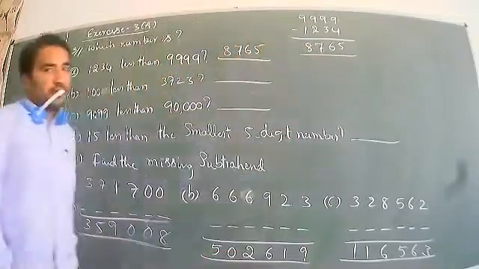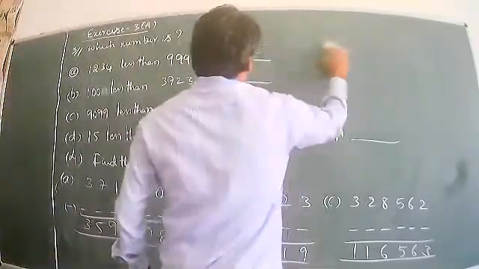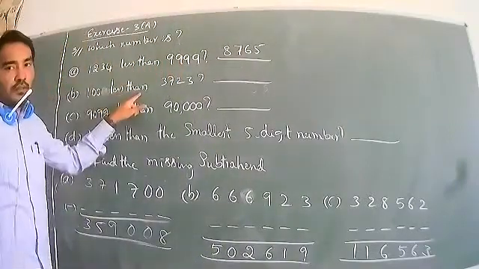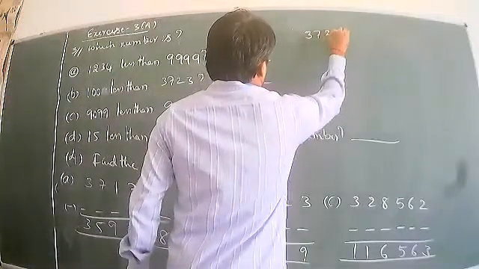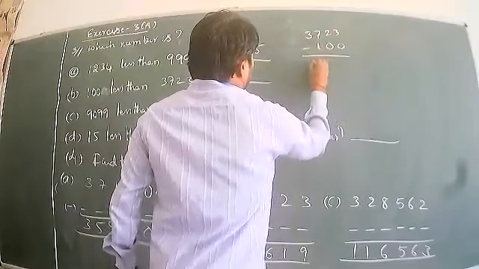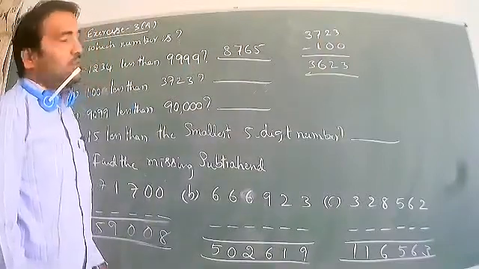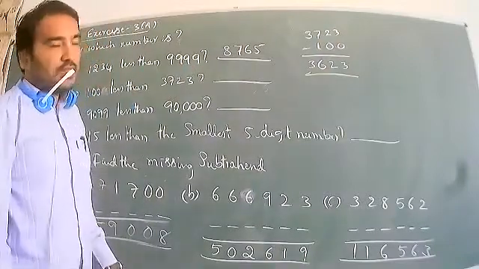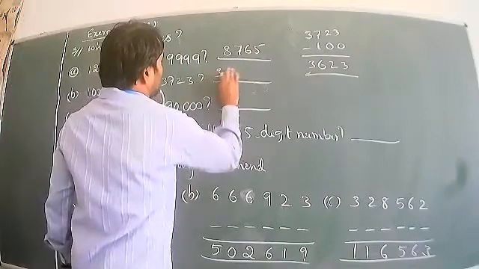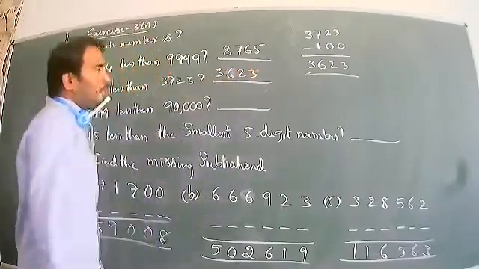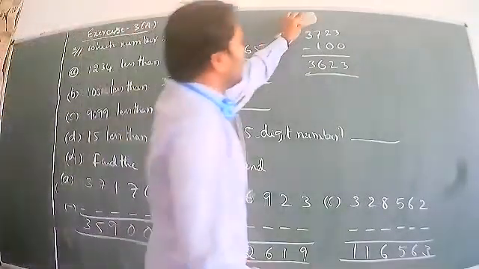8765, so we can subtract it. That is your answer. Now same, all the questions you have to do the same way. Now, 100 less than 3723, so we can less it. 3723 less 100. Okay, 3623. So 0 less 0, 0; 3 less 0, 3; 2 less 0, 2; 7 less 1, 6; 3 less 0, 3. So your answer is 3623.